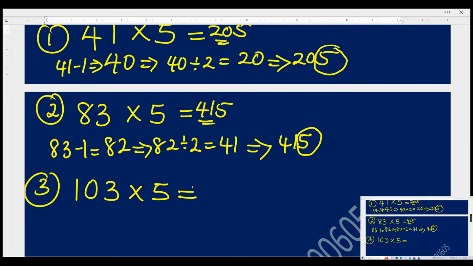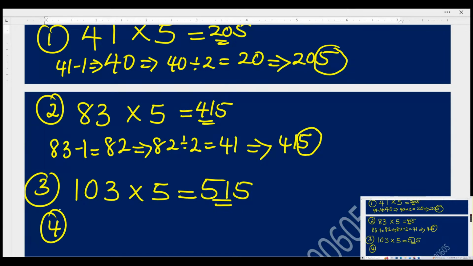Subtract 1 from 103. Let's do it in our head together. We will have 102. Let's divide 102 by 2. We're going to have 51. Then let's write 5 beside 51. We'll be having 515. So the answer here is 515.